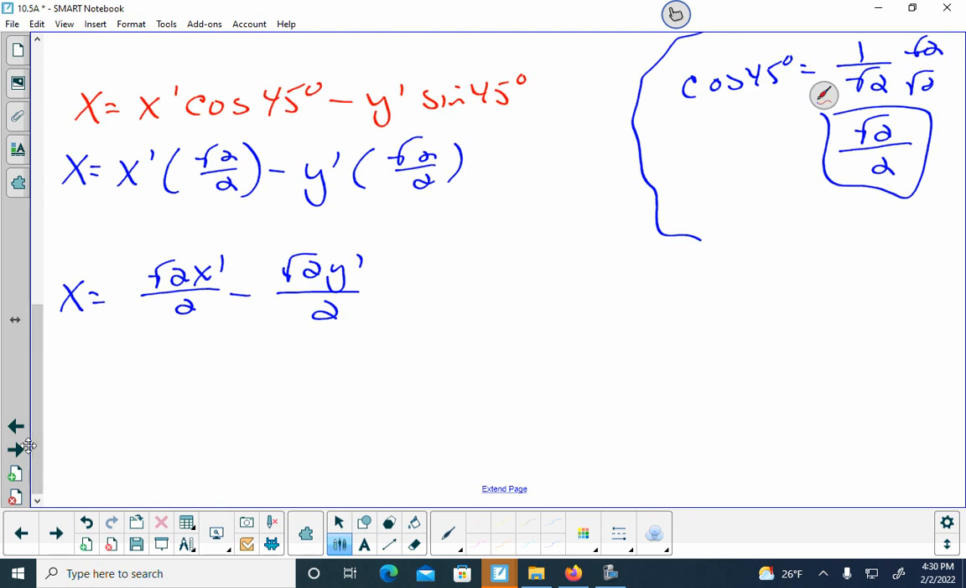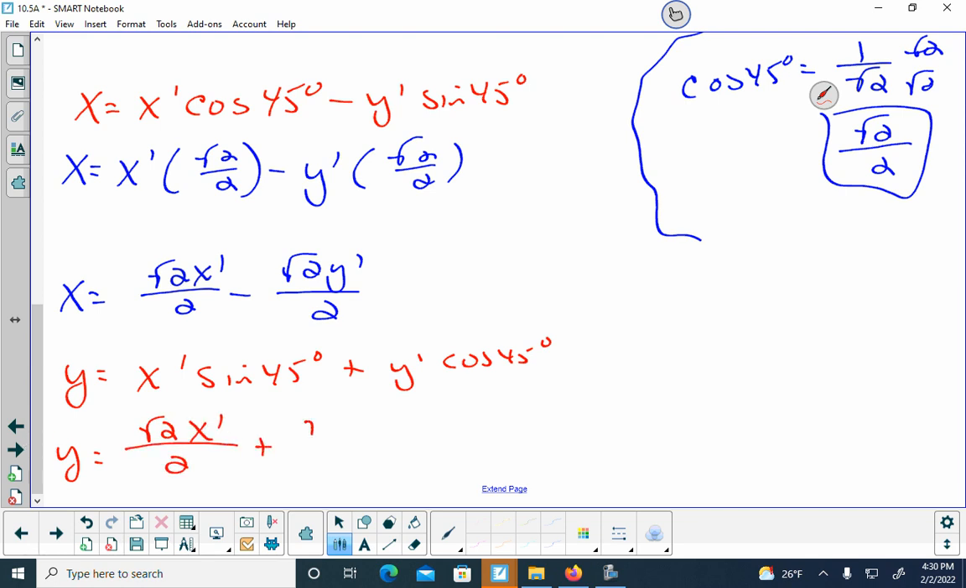Now I'm going to find my y. So my y is x prime sine 45 degrees plus y prime cosine 45 degrees. So when I do that, y is going to equal the square root of 2 x prime over 2 plus the square root of 2 y prime over 2. I skipped that middle step because it's the same. So I have my x and I have my y.